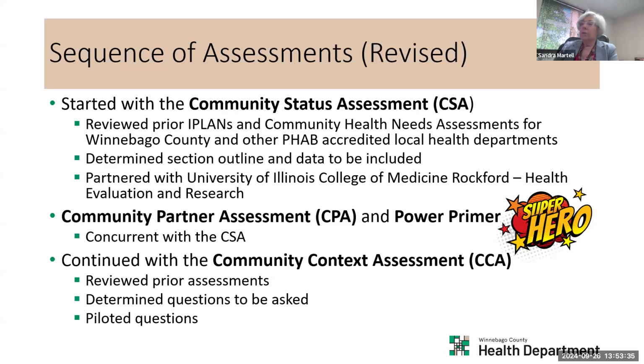And we did partner with the University of Illinois College of Medicine, Rockford, which has a health evaluation and research group, for that portion of it, because we were looking at updating. So we had census data coming in, we had NHANES, we used the Illinois Youth Survey, the Behavioral Risk Factor Surveillance System, the Community Commons data. The next part, you heard a little bit from Rachel, we did ours a little bit differently. We did a community partner assessment and we did a power primer with them concurrent with the CSA. So we were running those timelines concurrently.